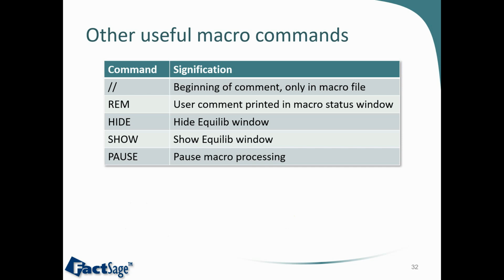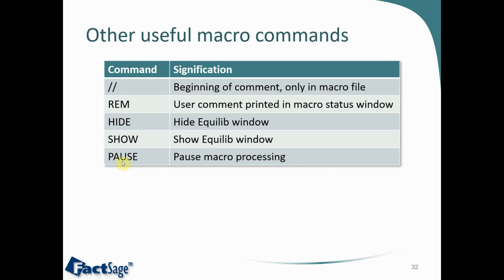So a few other useful macro commands are listed in this table. So I have already shown the / command to make a comment line. There is also the command rem, which has the same function, except that the comment is also printed in the macro status window, while the previous one here is not. The command hide allows to hide the equilibrium window in the background during the macro execution, while the command show will make the equilibrium window visible in the foreground during execution. So these commands have the same functions as their corresponding buttons in the macro status window.